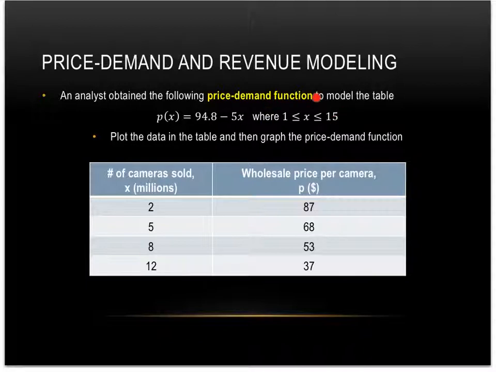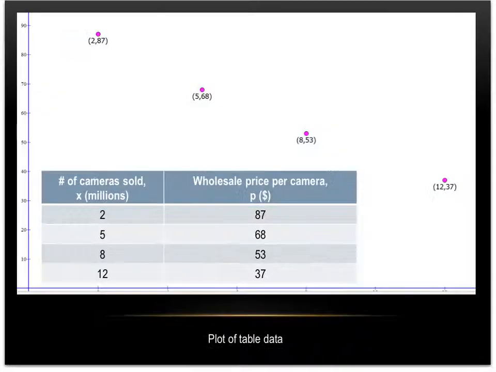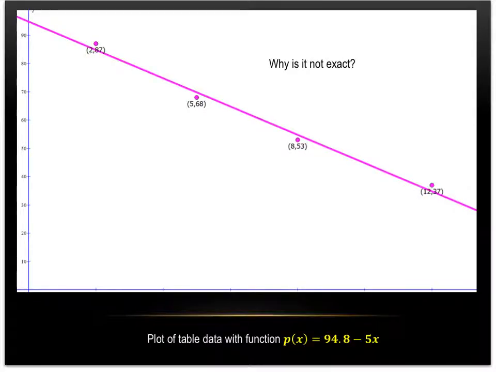And we have a domain here. I want to plot the data in the table and then graph the price demand function. So here's the plot. These are just data points, right? So when x is 2, y, or p in this case, my price is 87, and so on. If I graph this line now over these data points, why is it not exact?